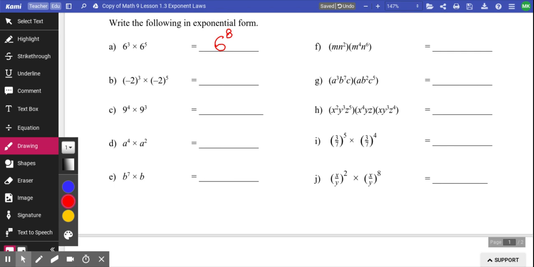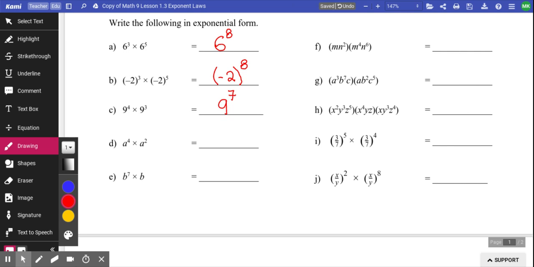Close. Not quite. If you look at B, the base is -2. That means when I combine them, my base should be -2. So I got -2, and then I add the exponents. 3 plus 5 is 8. The next one, I have 9 to the power of 4 times 9 to the power of 3. Bases are the same. That means I can add the exponents. It's 9 to the power of 7.